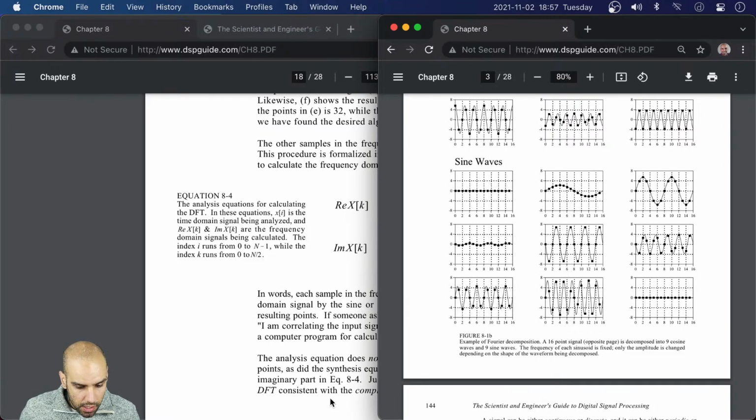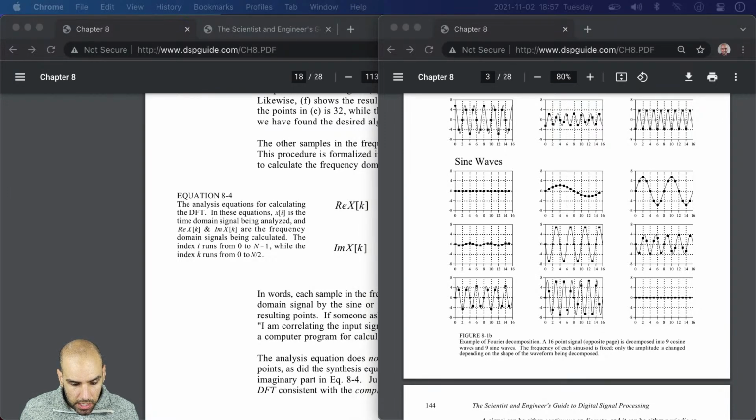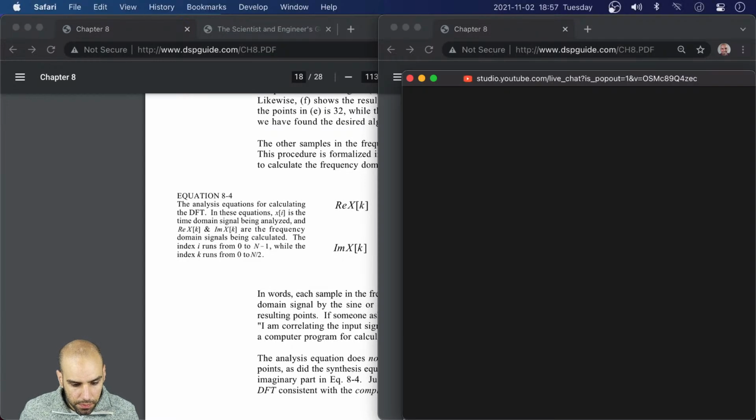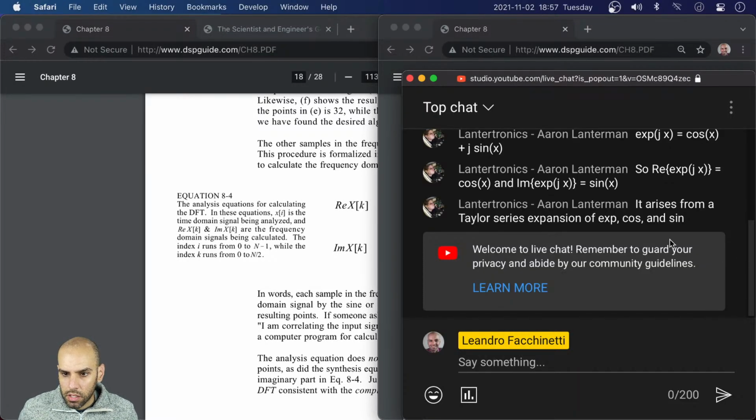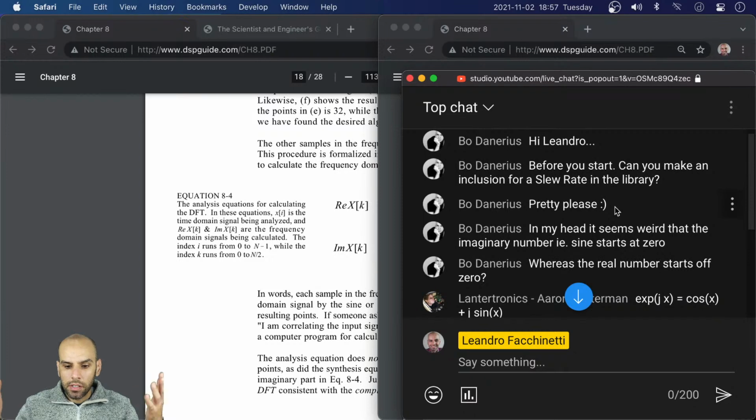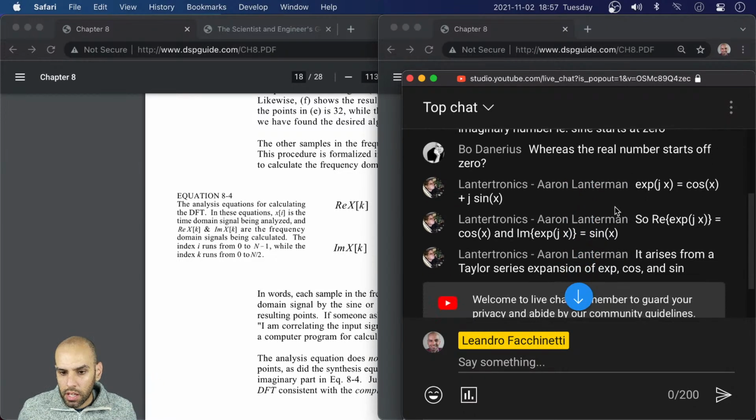Right. Let me catch up with what you all are saying, and then we are going to start implementing the equation 8.4. So Aaron is here. Hey, Aaron. Great to have you here.